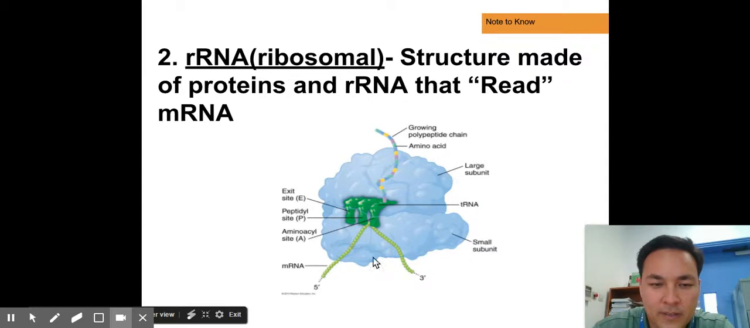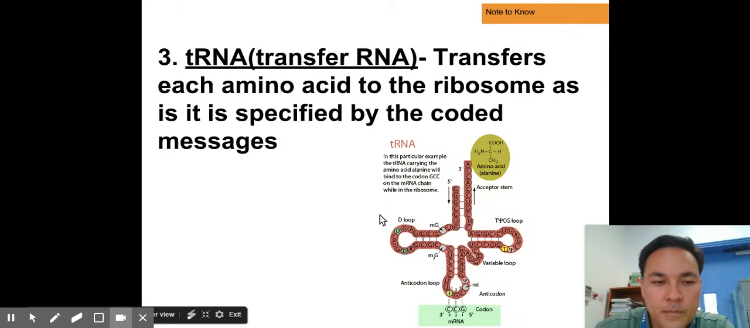Here's what a ribosome looks like. It's made up of RNA and proteins as well, and so it's called ribosomal RNA. And here's what tRNA looks like. This is one of the few instances when RNA is not single-stranded. It's being held together by bonds, and it's making what looks like a T or a cross.